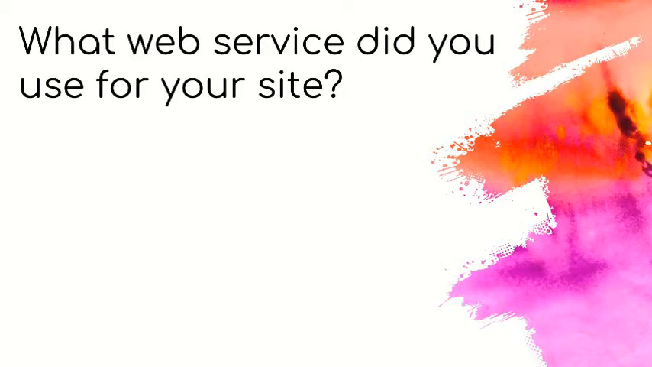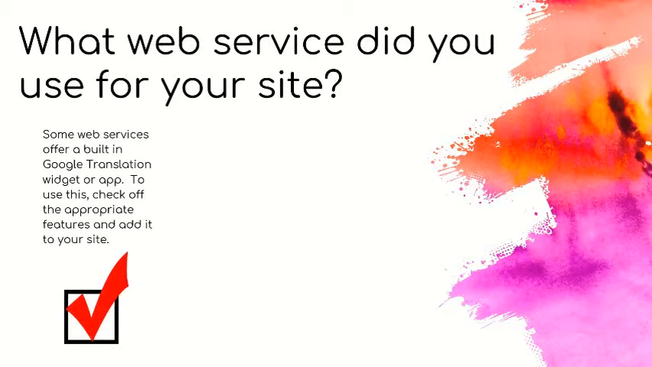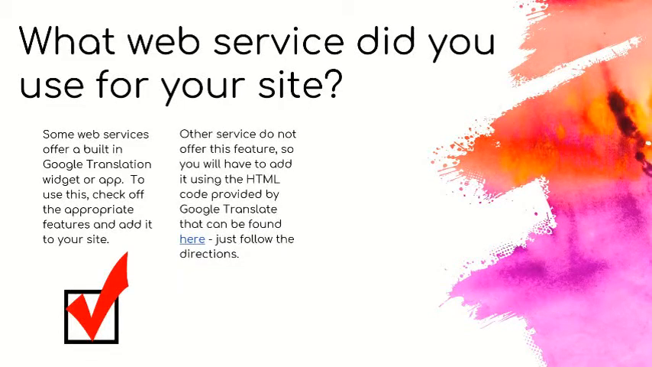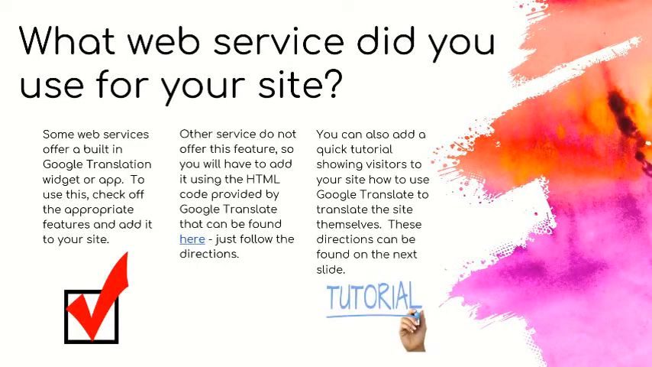What web service did you use for your website? The web hosting platform you decide to use will determine which way you use Google Translate on your website. Some web services offer a built-in Google Translation widget or app. To use this, simply check off the appropriate features and add it to your website. Other services do not offer this feature, so you will have to add it using the HTML code provided by Google Translate that can be found here. Simply follow the directions. You can also add a quick tutorial showing visitors to your site how to use Google Translate to translate the site themselves. These directions are found on the next slide.